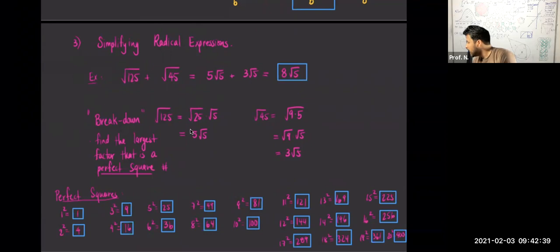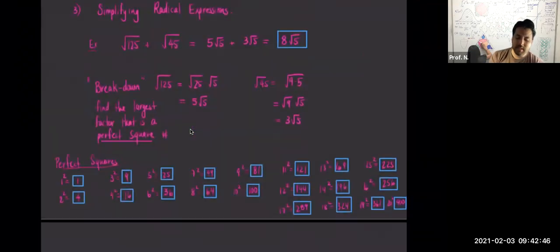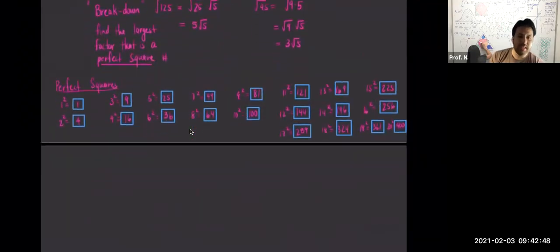Does that make sense? So if that makes sense, let's see what happens when I change the index of the radical. What if I don't deal with square roots? What if I do something like this? What if I deal with the cube root of 54 and I subtract from the cube root of 16? How do I approach this?